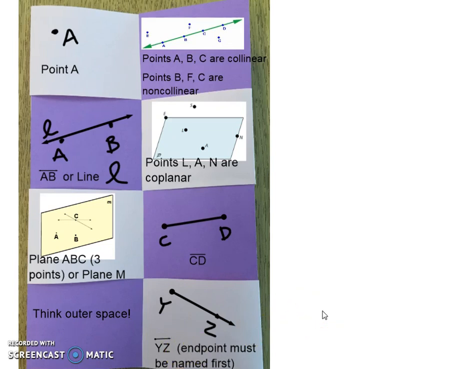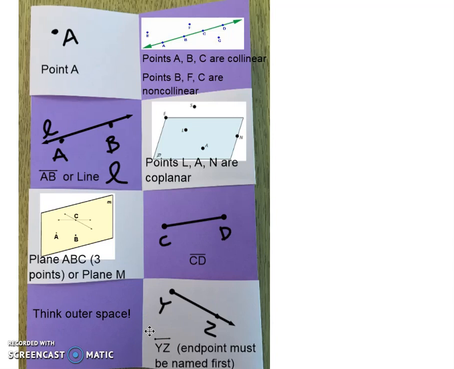Oops, and we're cutting that off a little bit, but this is the ray. So the ray is one where you do need to name in a specific order. The ray is named with the endpoint first, and then you need to pick a point that's going in the infinite direction. So I only have one point that's in this direction, but if I had another point right here, say W, I could also name this YW. I just need some point that is between the endpoint and the direction that's going on infinitely. So I cannot name this ZY. It has to be YZ.